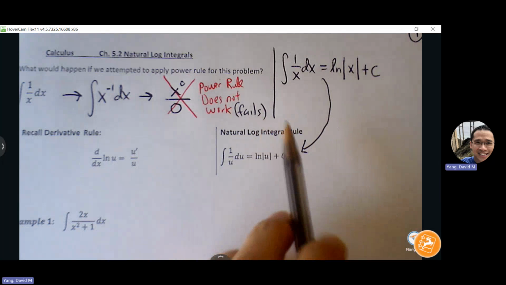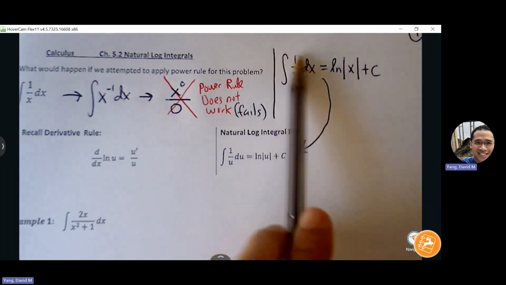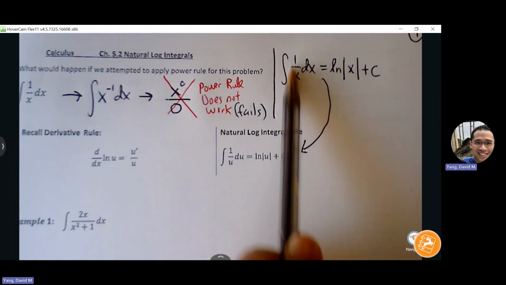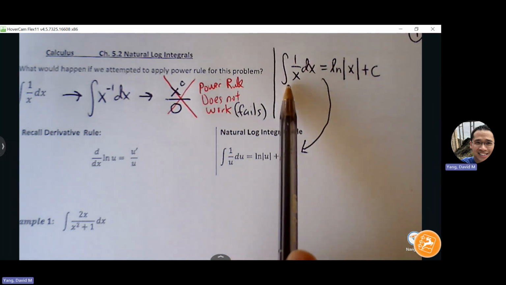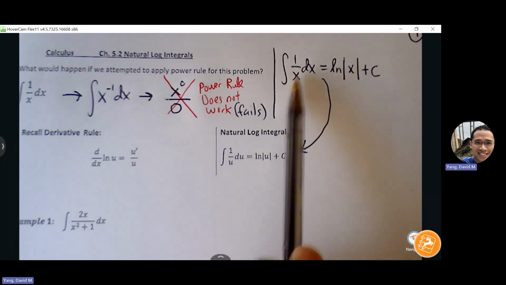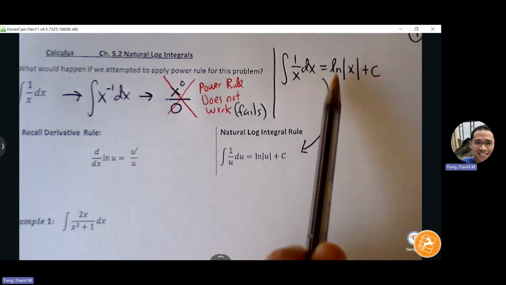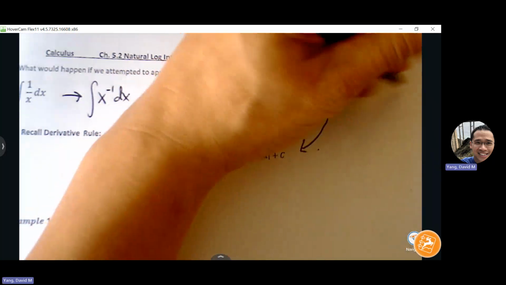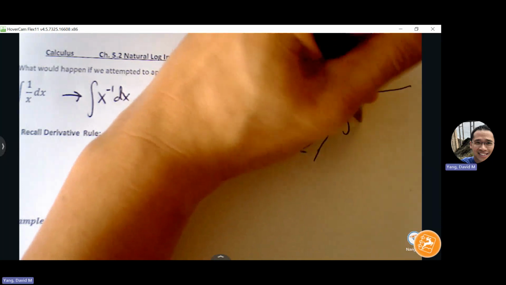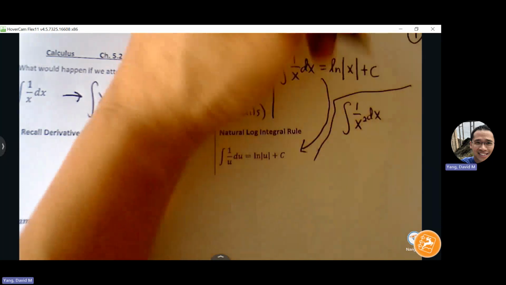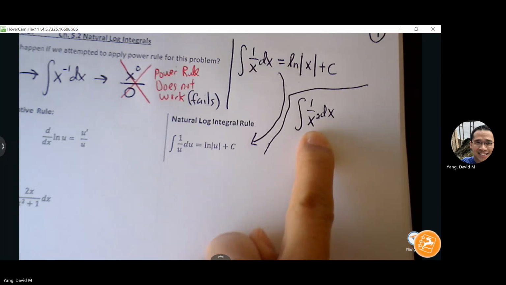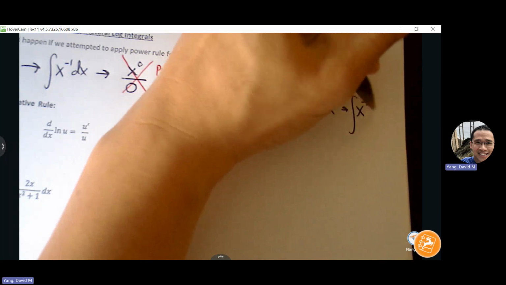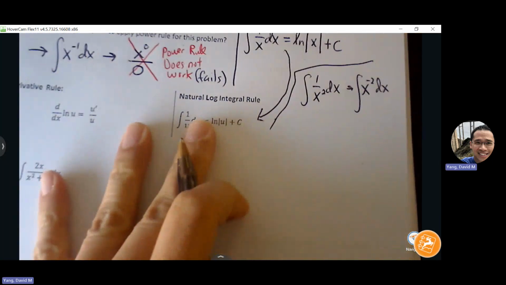I would say there is a little bit of a warning with this. The warning is that we're going to see this enough times that we may start assuming that any variable in the denominator is going to be natural log. But is that the case? What if I had the integral of 1 over x squared? This is still power rule, right? I still want to bring this up to the top and go through power rule, add 1, divide by the new exponent.